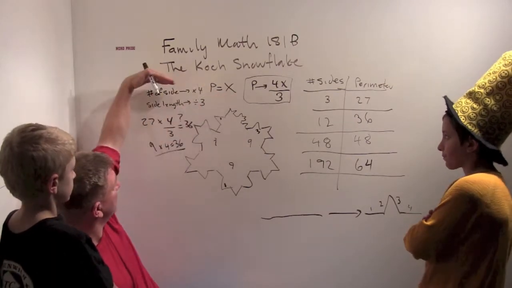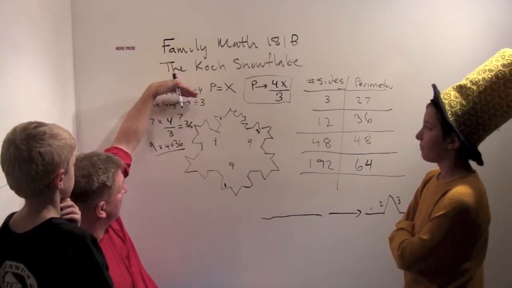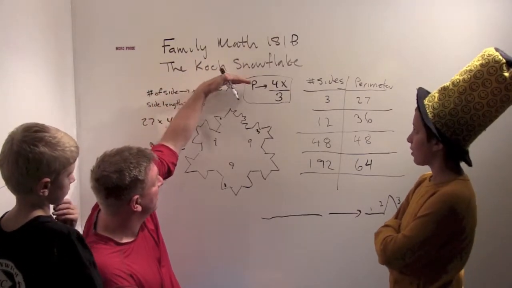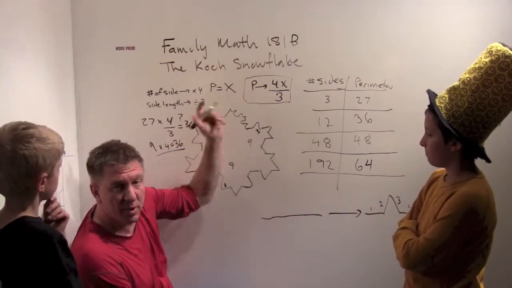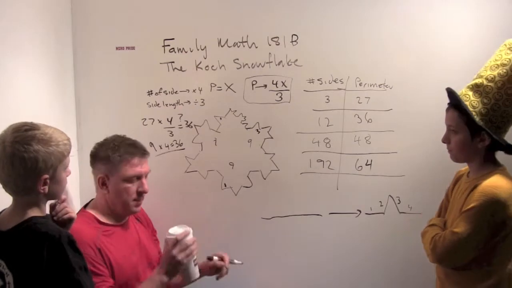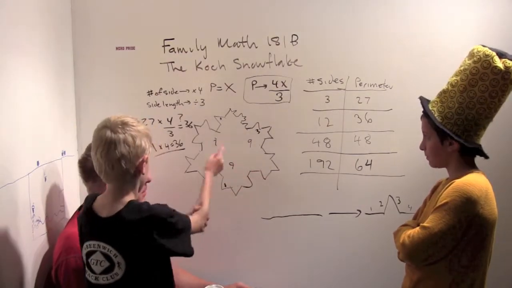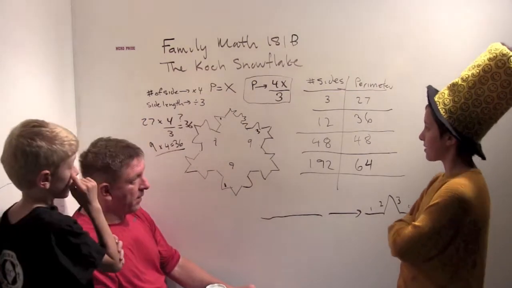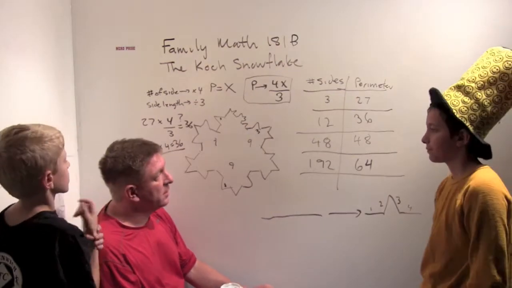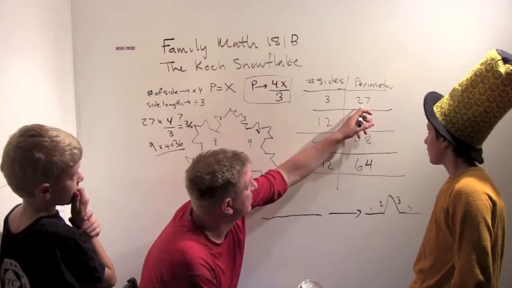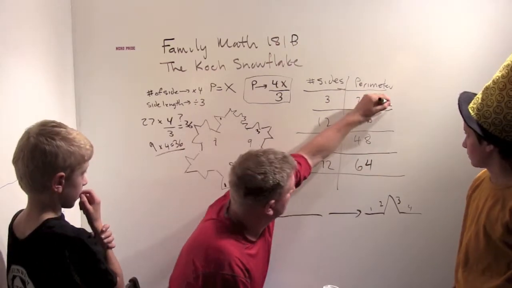Well, the perimeter, because of this rule, the number of sides gets multiplied by 4, the side lengths get divided by 3. If the perimeter is x at one stage, at the next stage it's 4x over 3. Is that a bigger number or a smaller number? I think it's going to keep getting bigger. Well, it is going to keep getting bigger because 4/3 is bigger than 1. So let's see how much bigger it gets here. From 27 to 36, it gets how much bigger? 9 bigger.